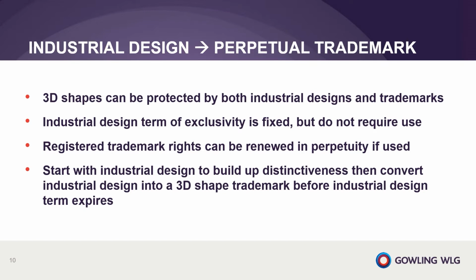At this point in the presentation, it may have occurred to you that 3D shapes are protectable using both industrial designs and trademarks. This is true. Industrial designs have an advantage over trademarks in that industrial design rights do not require use of the design. On the other hand, registered trademarks have the benefit of being renewable in perpetuity. These advantages can be combined by initially registering a novel industrial design and then registering the 3D shape as a trademark before the design term expires, and once the 3D shape is being used in commerce to distinguish the company's products or services.